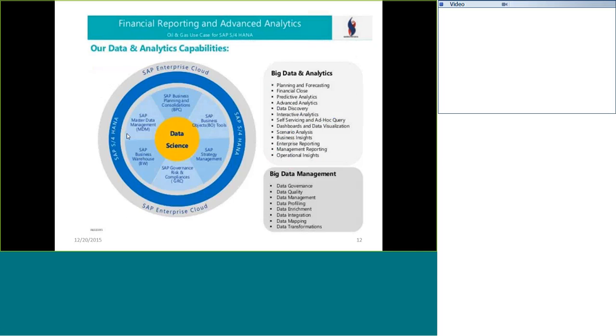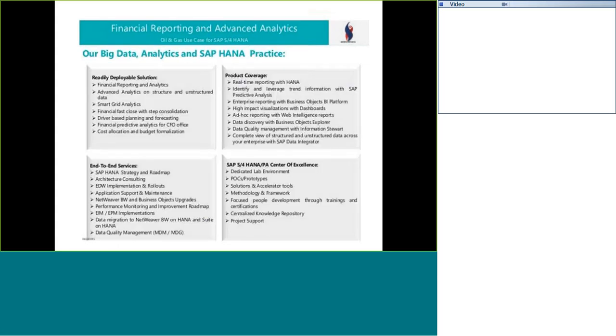and operational insights. From the big data management point of view: data governance, quality, management, portfolio, enrichment, integration, mapping and transformation. So these are all the analysis tools. Now, from big data to HANA platform practices, here we are readily deploying solutions based on financials and the closing cockpit, based on planning and forecasting at CFO office level and from the individual activity point of view.